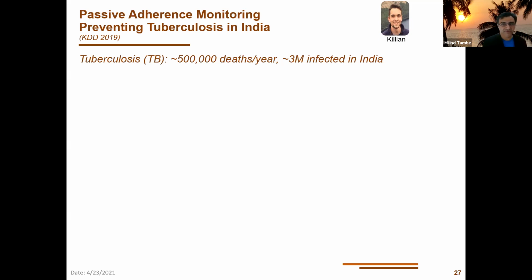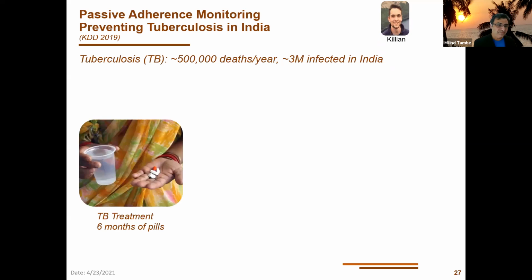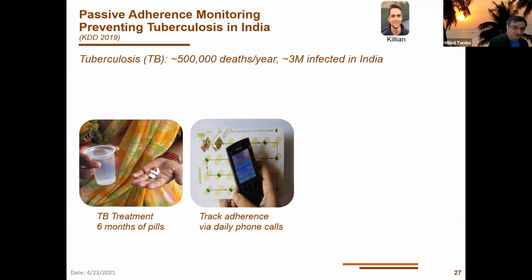with 3 million people who get infected every year. So one treatment for TB is to take these pills for 6 months. It's a very difficult treatment. So people will stop taking their pills after some time, which is dangerous for them and dangerous for society because of drug-resistant bacteria. So there are digital tracking technologies to try to get these people to call a number, and using those phone calls, again, try to track if people are taking their medicines or not.